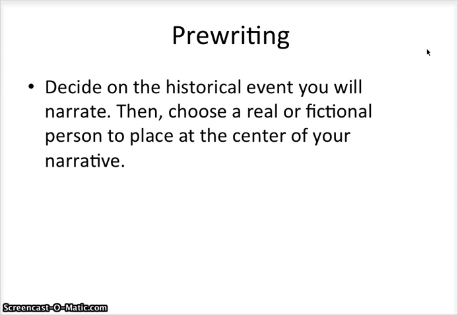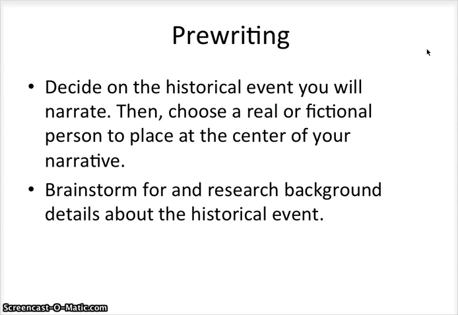The first part of pre-writing, before you start your essay, is when you decide on the historical event you will narrate, meaning tell the story of. Then you choose either a real or fictional person to place at the center of your story. Next you're going to brainstorm for ideas and research the background of the event itself. You want to get as many details as possible. This is where people use timelines, their outlines from the textbook, and bubble maps.